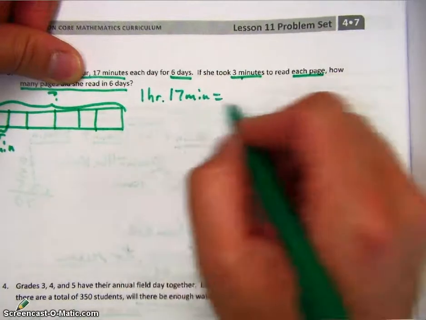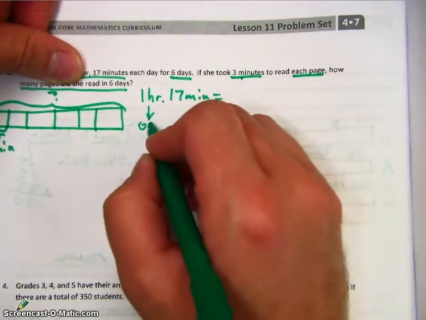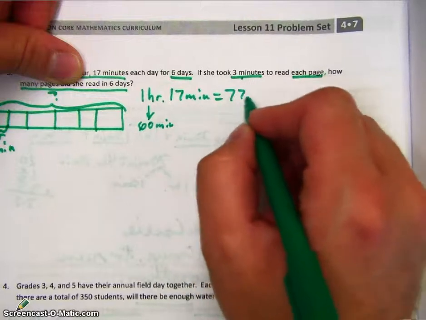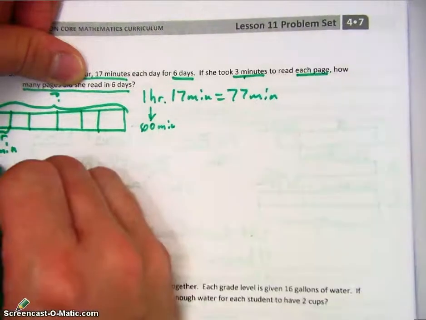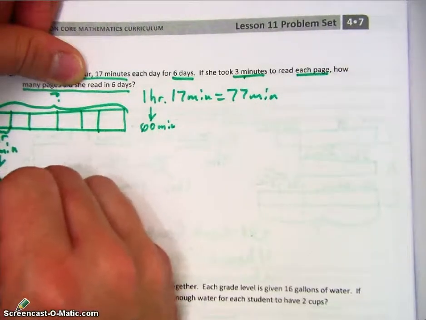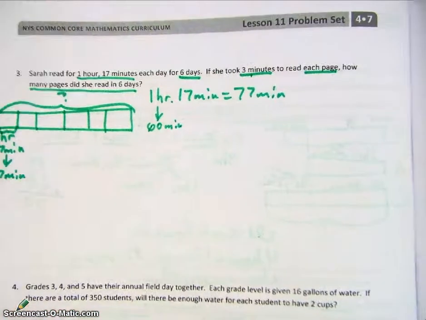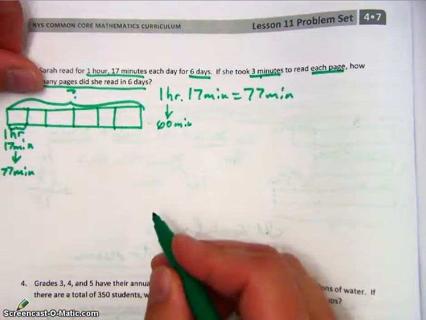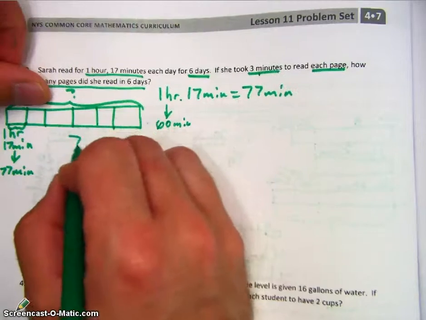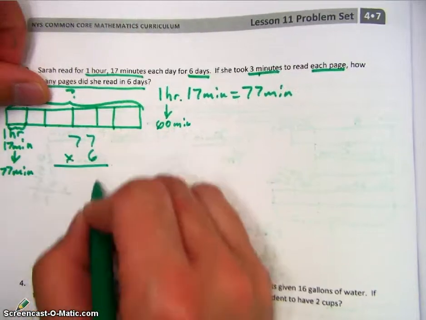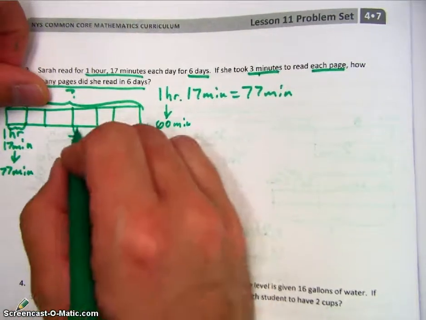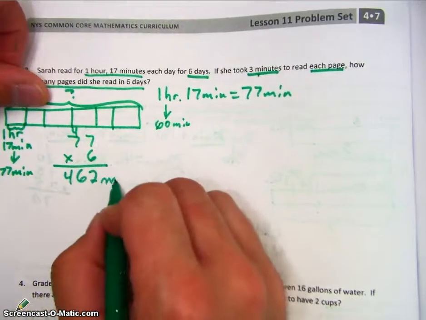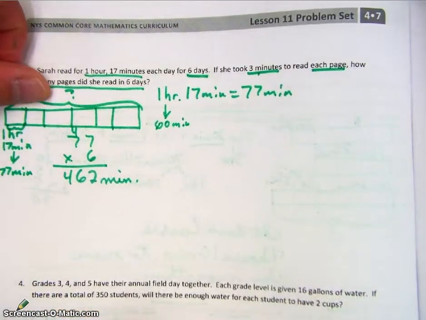Okay, so now we have 60 minutes plus 17 gets us 77 minutes. Okay, so now she's reading 77 minutes a day. So we need to find out the total number of minutes for the 6 days. So we do 77 times 6. So she's reading a total of 462 minutes.